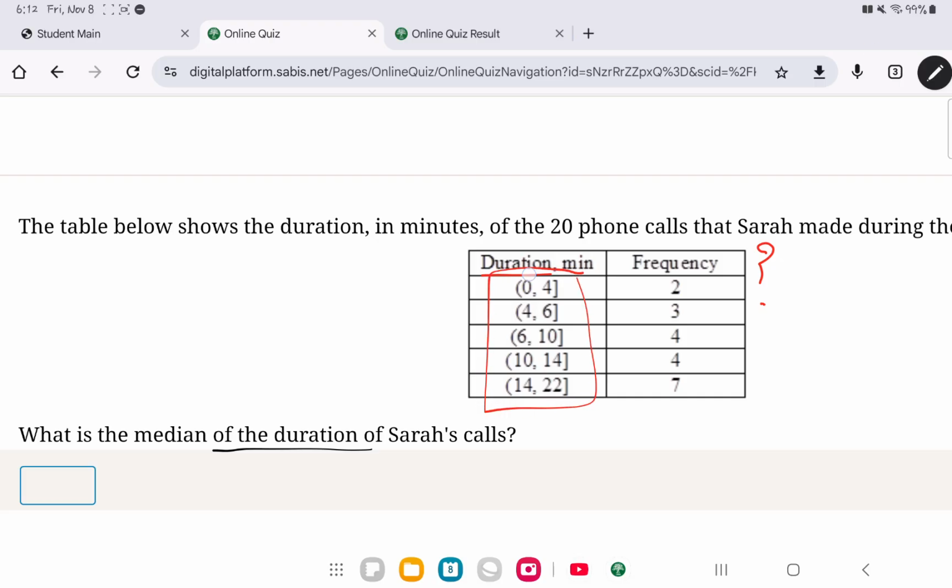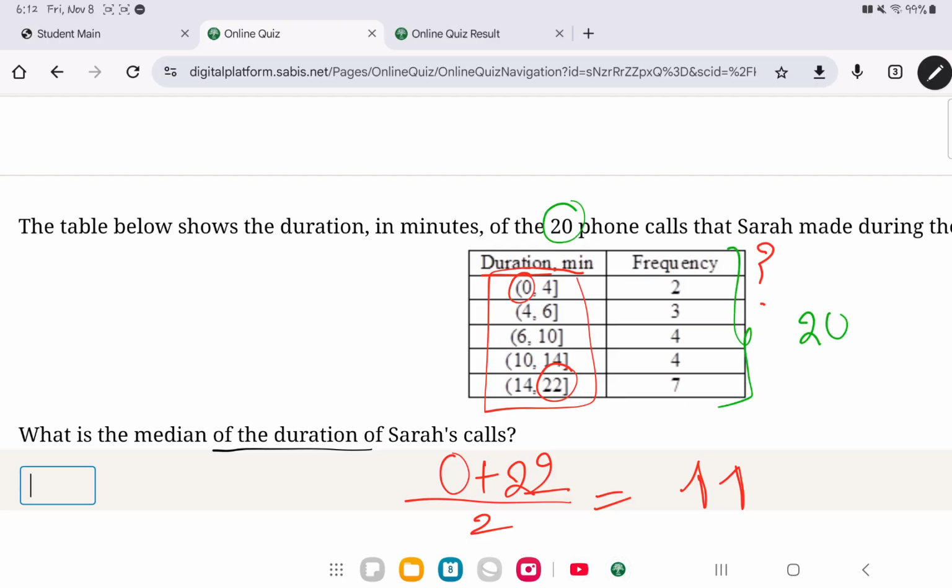So very simply, we're going to take this over here. We take the first term, which is 0, plus the last term, which is 22, and divide it by 2. 22 divided by 2, we get 11. To further double check our answer, look what we are going to do. We add all the frequencies together. Anyway, it's given to us as 20.